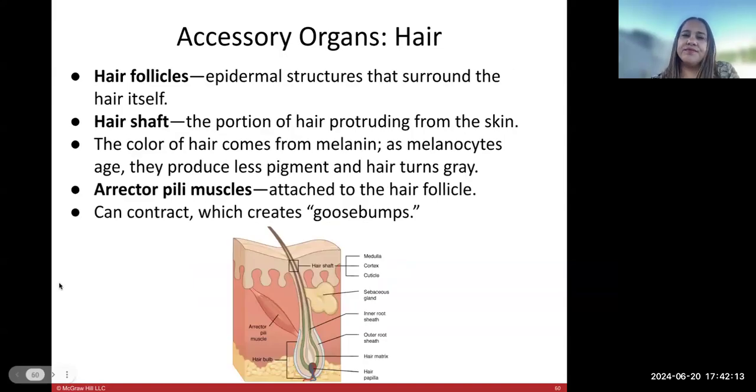Hair follicles are epidermal structures that surround the hair itself. The hair shaft is the portion of the hair that protrudes from the skin. The color of the hair comes from melanin. As melanocytes age, they produce less pigment, and that's when our hair turns gray. We also have tiny little muscles, the erector pili muscles, attached to each hair follicle. These can contract, which will create the sensation of goosebumps.